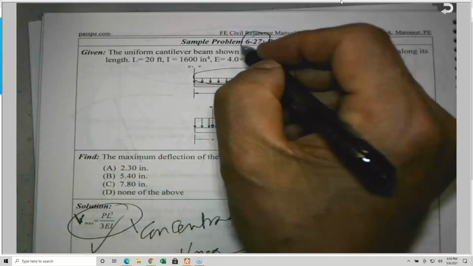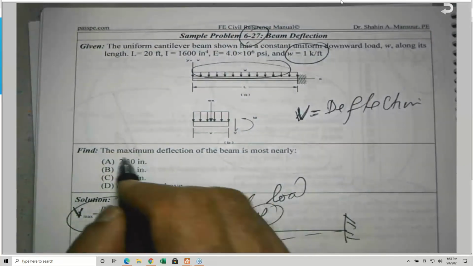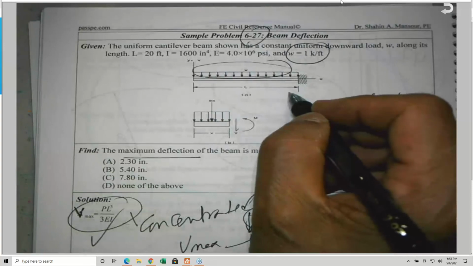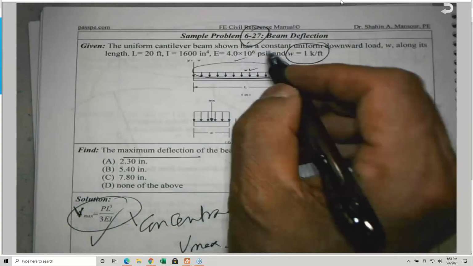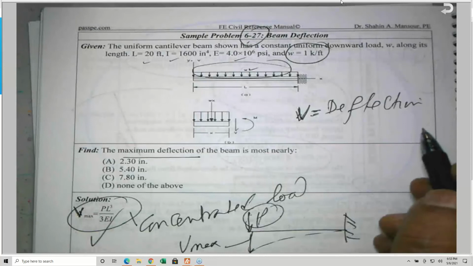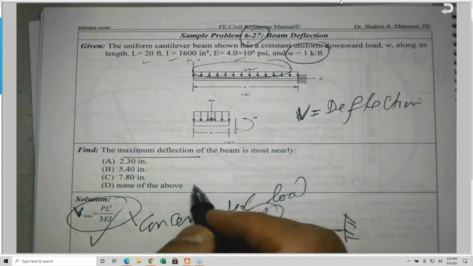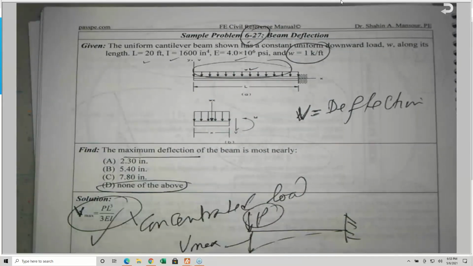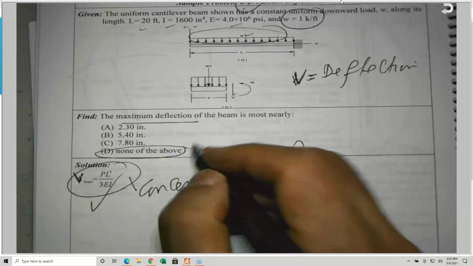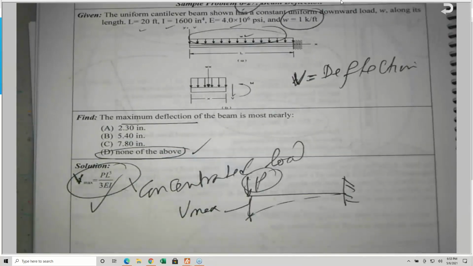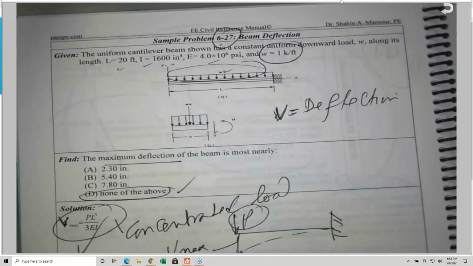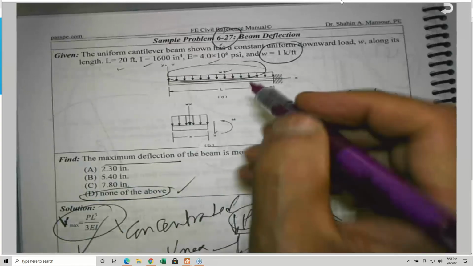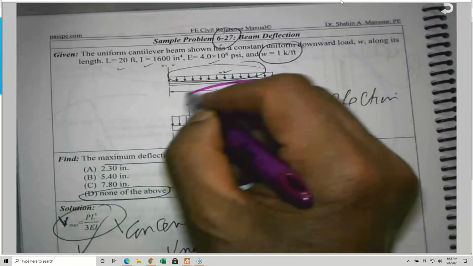So what I need from you, the 627, the maximum deflection. This is a cantilever beam, W is given, E is given, I is given, L is given. And I put here none of the above. On the exam, they don't have none of the above, but I put it here to make sure that you really work hard and be careful with units. The maximum deflection will be at the free end, by the way. The beam will deflect as shown, like that.